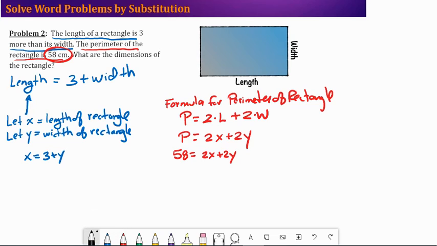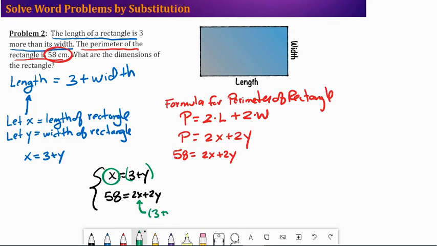Now we can put these two equations together to form a system. x is equal to 3 plus y, and 58 is equal to 2x plus 2y. And because one of the variables is already isolated, that means anywhere we see x, we can replace it with 3 plus y. So this x down in the second equation, we can replace with 3 plus y. And this gives us our new equation.